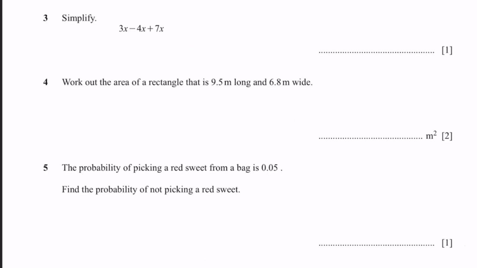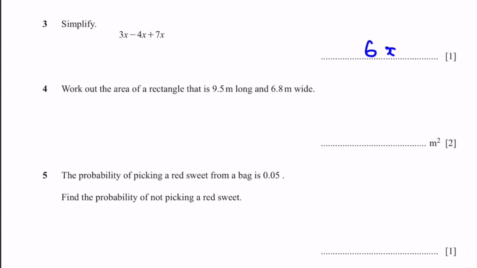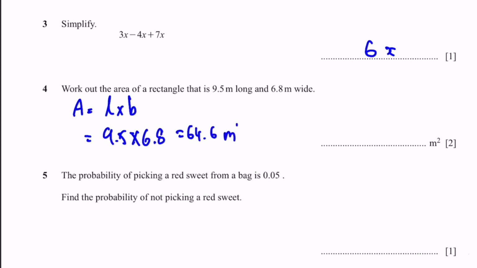Question 3. Simplify 3x minus 4x plus 7x. 3x minus 4x is equal to negative x, and adding 7x we get 6x. That's the answer. Question 4. Work out the area of a rectangle that is 9.5 meters long and 6.8 meters wide. The area of the rectangle is equal to length times breadth. Breadth is the same thing as the width. That means it's 9.5 times 6.8, which is 64.6 meters squared when calculated. That's the answer.